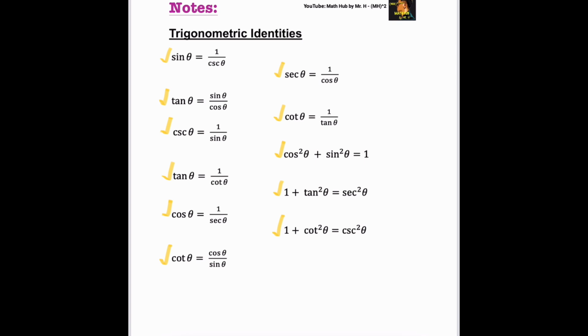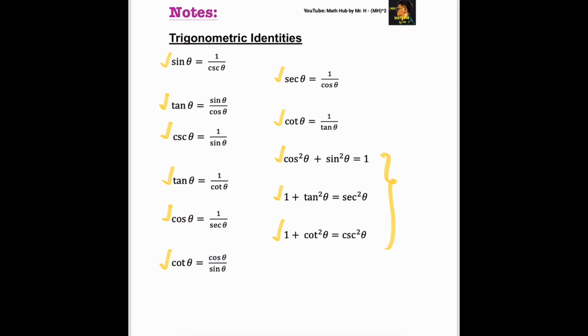So again, there are three different groups here. We have the Pythagorean identities. We also have reciprocal identities and quotient identities. So you really need to be familiar with all these identities, because when you simplify trigonometric expressions as well as verifying identities, which will be discussed in a separate video. All right, so let's take a look at example number 1.